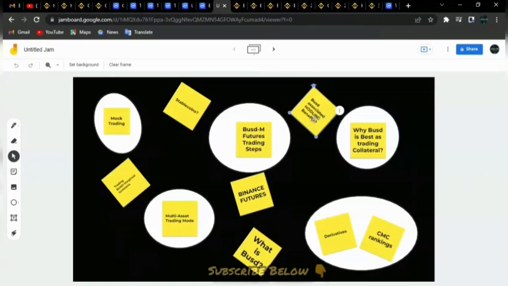We're also going to look into the BUSD associated holding benefits. These are some of the reasons why you should consider choosing to hold BUSD in particular on the Binance platform. We'll also look into why BUSD is the best as trading collateral when you're trading on the Binance platform. You want to keep these in mind.